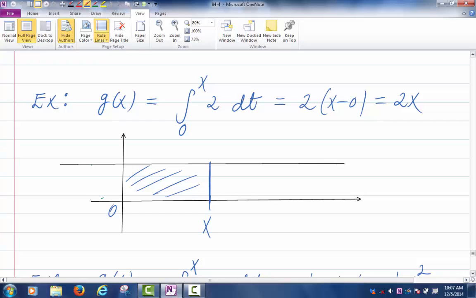How? Because what's the value of this integral? Remember I said how to evaluate the integral for a constant function, right? What's the integral from a to b of c? What's the integral of the constant function c from a to b? Well, it's c times b minus a, right? So what's the integral of 2? The integral of 2 is 2 multiplied with x minus 0, right?